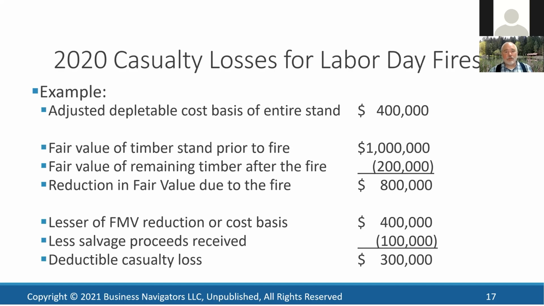We look at the smaller of those two numbers. The smaller of those two numbers is $400,000. That's our cost basis. We had $100,000 of salvage proceeds. We deduct that from the $400,000 basis, and we would have then a $300,000 deductible casualty loss. So that's how the numbers work. We look at the cost basis and the decline in value. From the smaller of those two numbers, we deduct whatever salvage we received, and then we get the amount of our deduction.